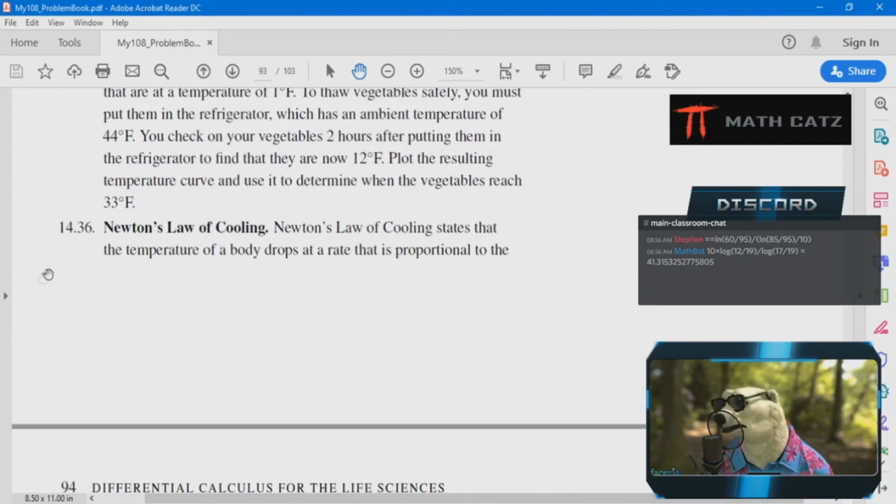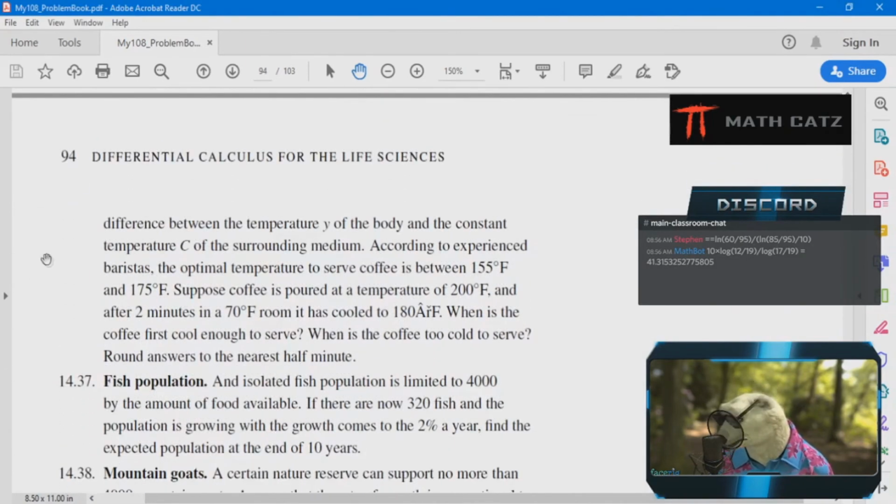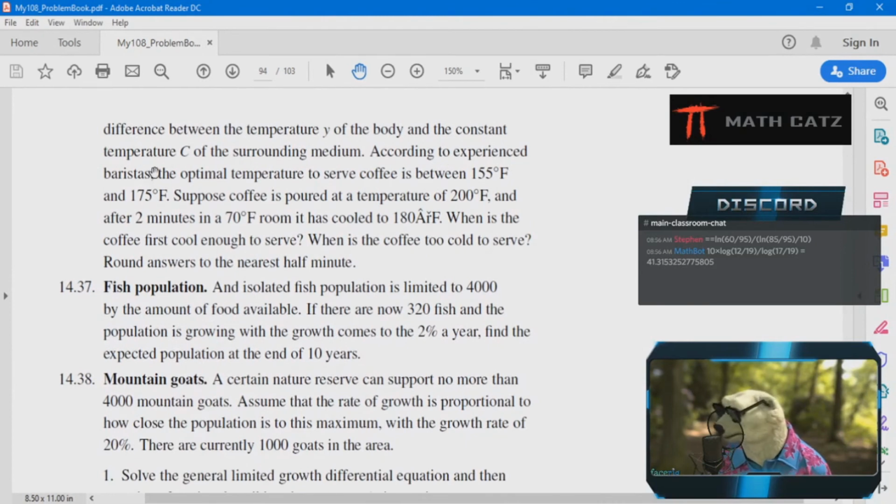Like there was one about coffee. So here, according to experienced baristas, the optimal temperature to serve coffee is between 155 and 175. Suppose coffee is poured at a temperature of 200, which will burn my mouth, and after 2 minutes in a 70-degree room, it is cooled to 180. That extra information gives me a way to find the cooling constant, let's call it, for this specific situation.